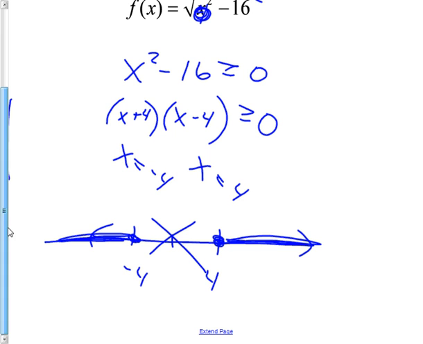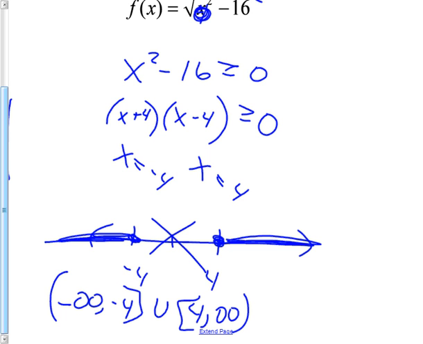All right, so these are the places that work. So you can say -infinity to -4, bracket, union with bracket 4 to infinity. Any questions about domain? Okay, then next one.